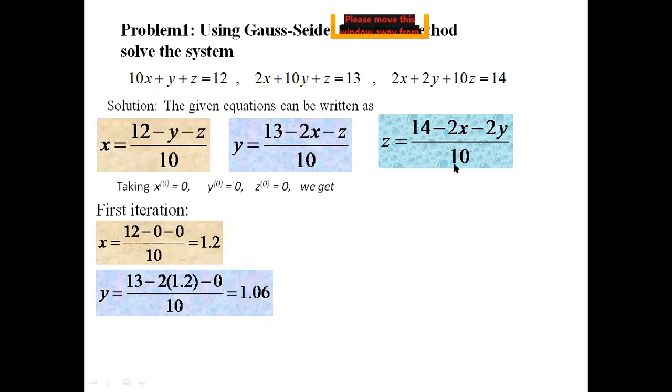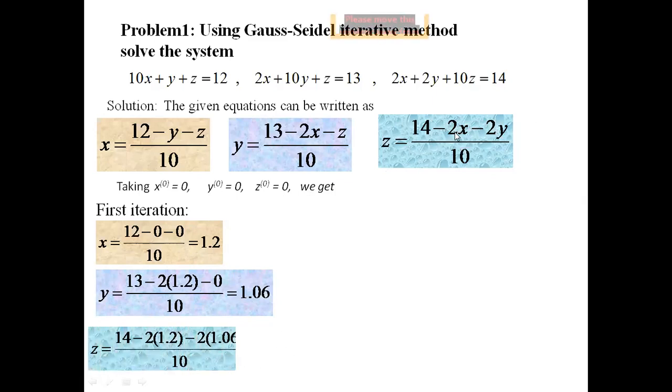Now, to get the value of z, z is written in terms of x and y. For both x and y, you got new values. So x is 1.2, y is 1.06. That value substitute here. So we get z is equal to 14 minus 2 into x, x is equal to 1.2, minus 2 into y, y is equal to 1.06. So I got z is equal to 0.948. So these are the values of x, y, z in the first iteration.